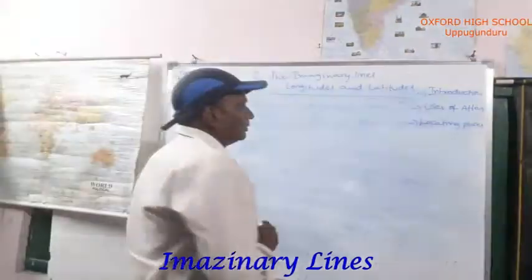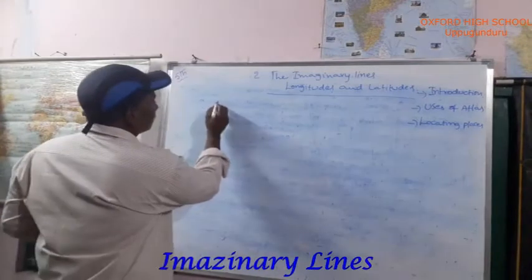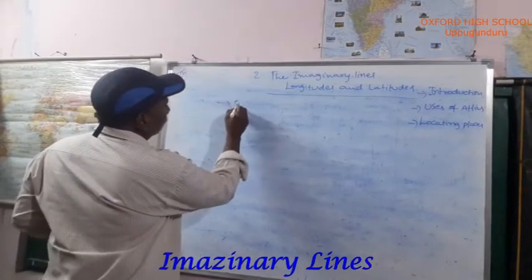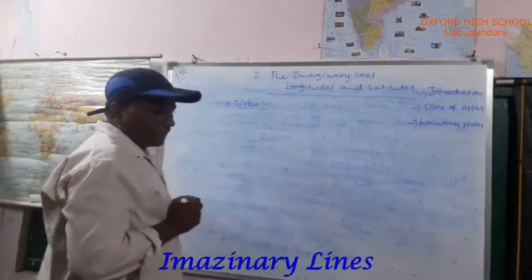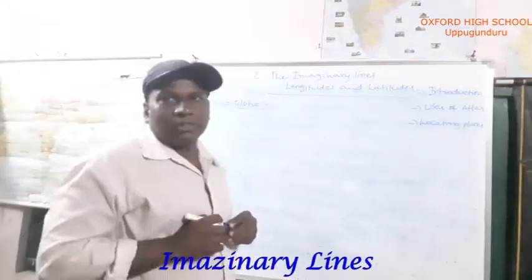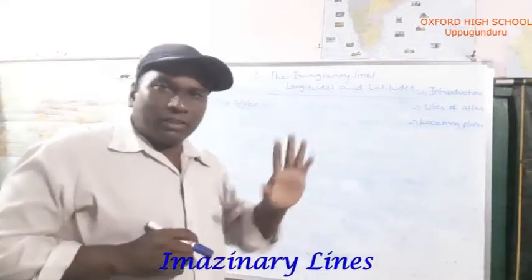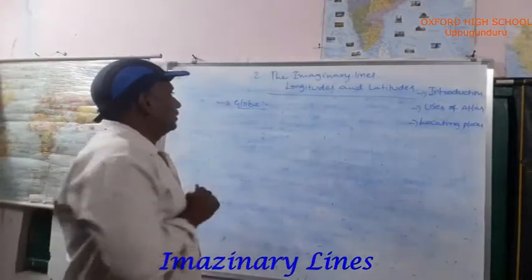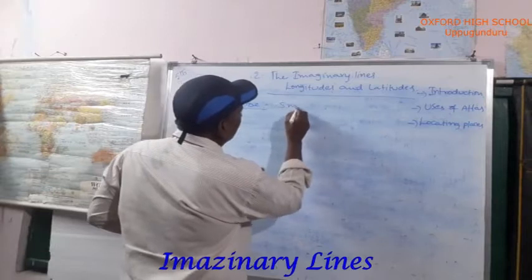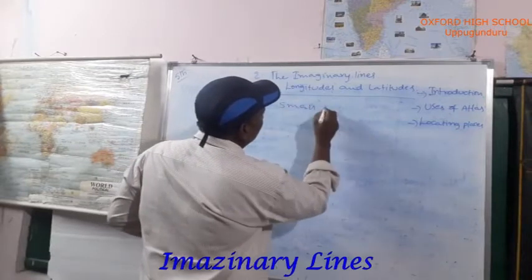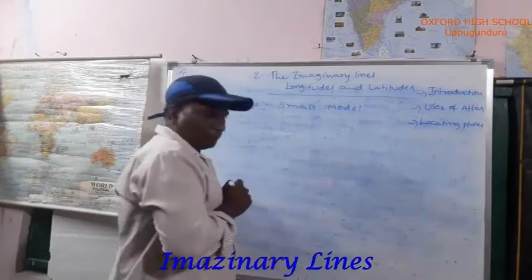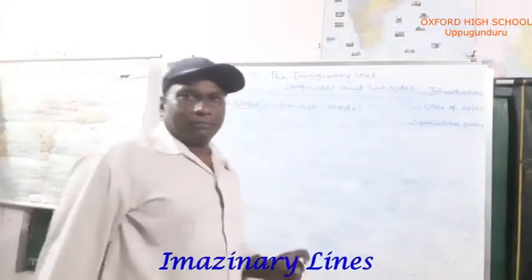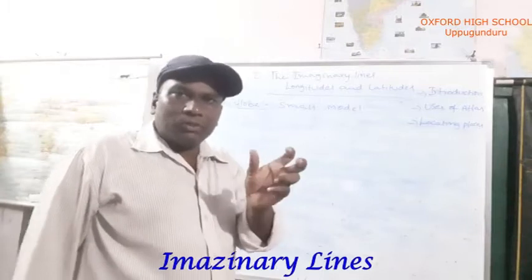So, the introduction part. Globe is the small model of Earth. Okay, Earth is which shape? Spherical shape.